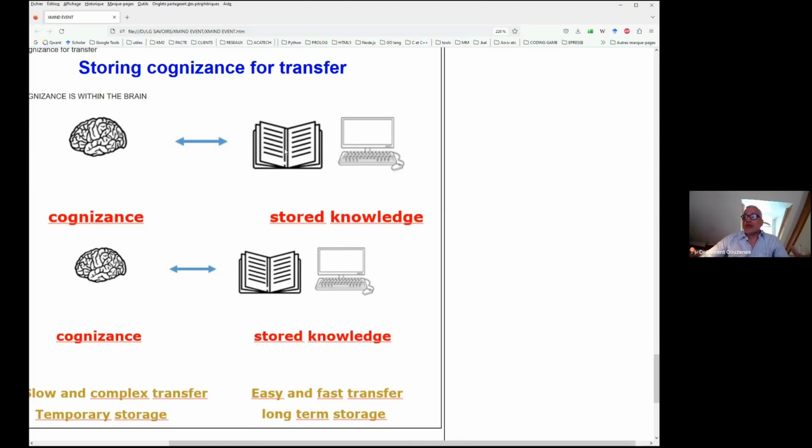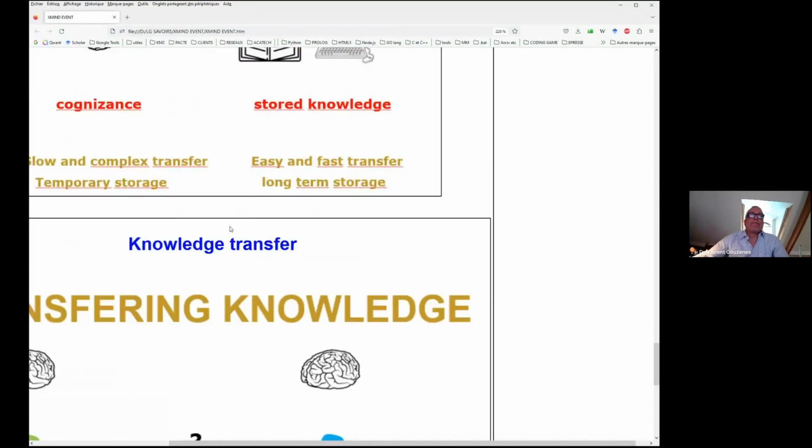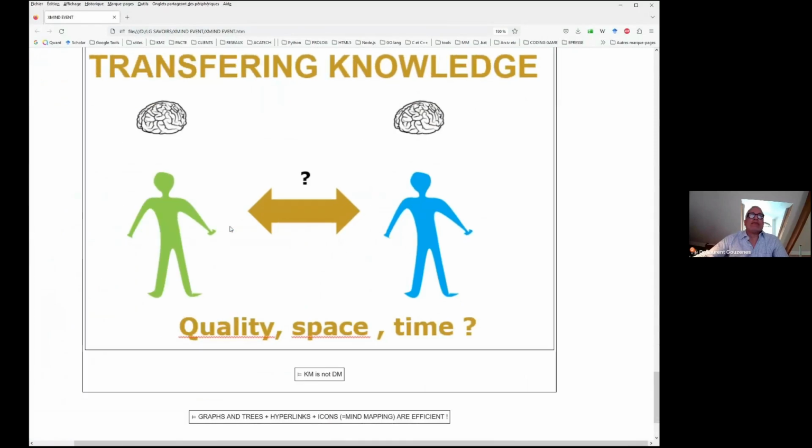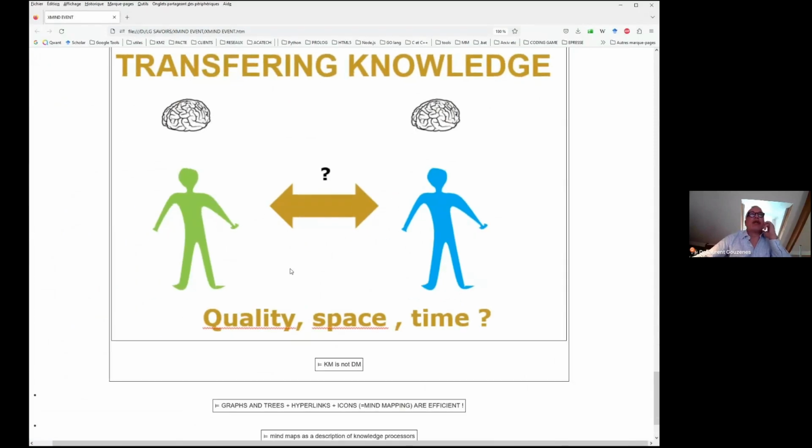Stored knowledge allows us to transfer knowledge or some kind of cognizance in time and in space. But the idea is how much is lost when you transfer the ideas, connaissance, from one brain to another. So the question is, do you transfer exactly what you want? Do you have a loss of quality? Can you transfer that anytime, anywhere, to everyone? And this is a huge difference.